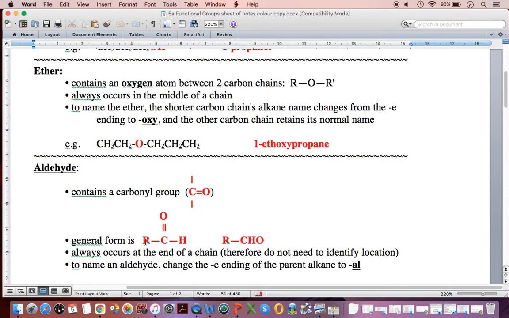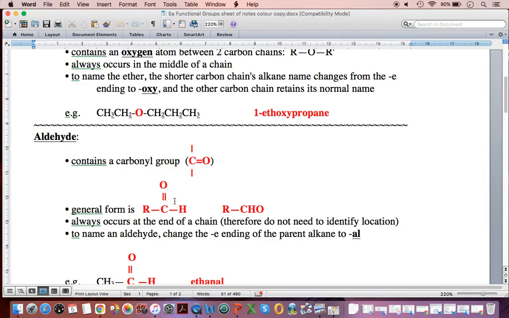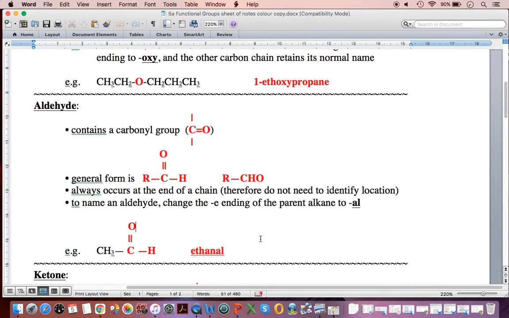So if we're trying to show it structurally, this R would represent some sort of carbon chain, C double bonded to an O, and then an H. But a lot of times it's inconvenient to show that if we're typing questions out in a book or something. So you have to recognize that when it says CHO, it actually represents C double bonded to an O and then to an H. In aldehydes, the carbonyl group is always at the end of the chain, and so we don't have to indicate the location of the carbonyl group. We know it's automatically carbon number 1.